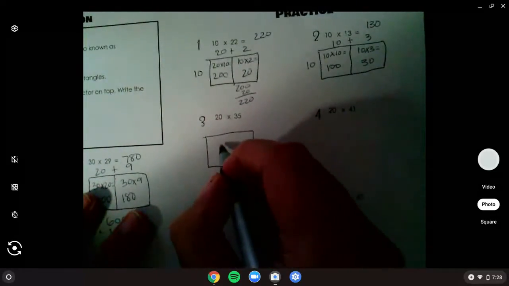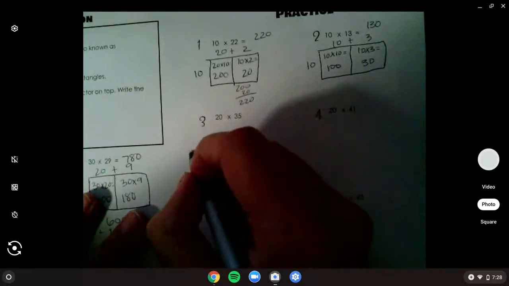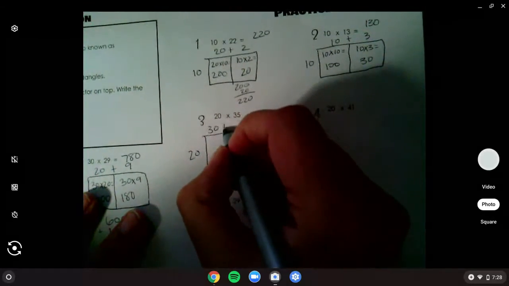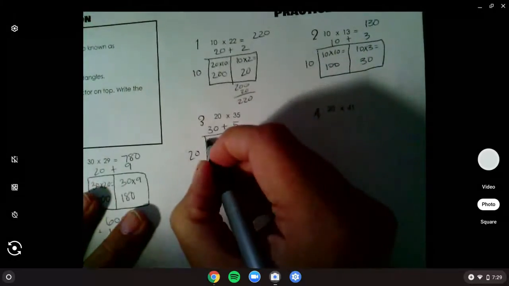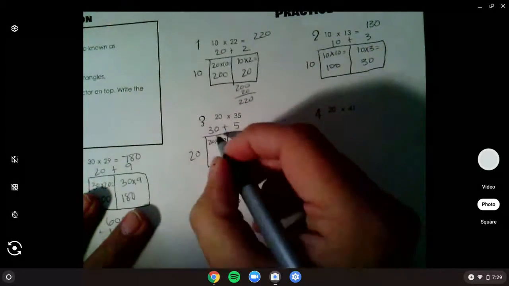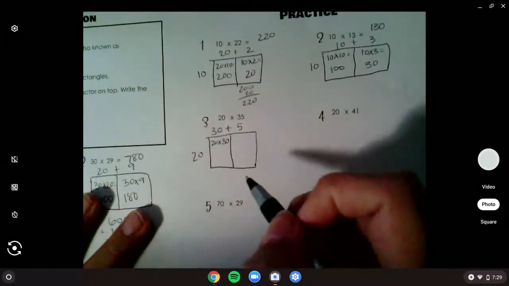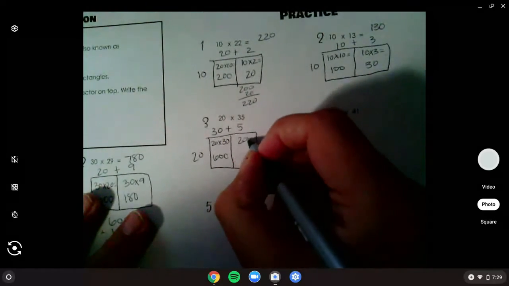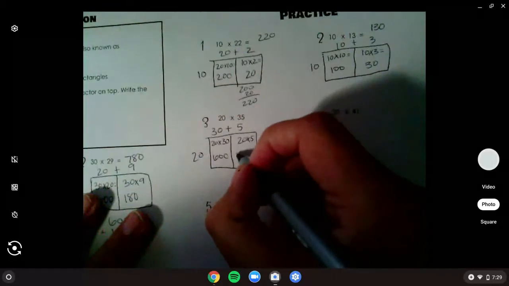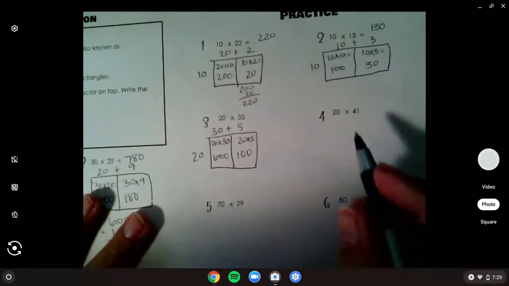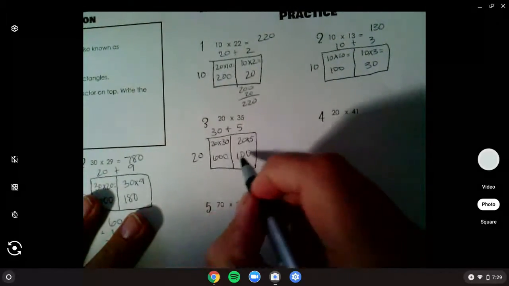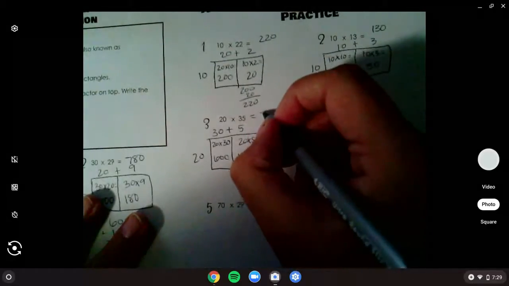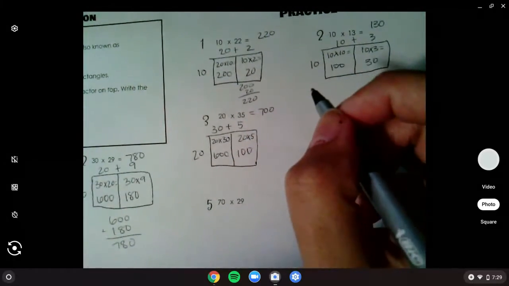This one, though, I might need to. So I've got 20 and then 30 plus 5. So I'm doing 20 times 30 in this box, left times the top. And that gets us 600. And 20 times 5. 5 times 2 is 10, and add a 0. That's 100. Again, this one's a mental math one. So I can say that this answer is 700.